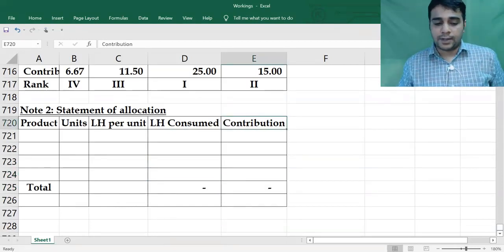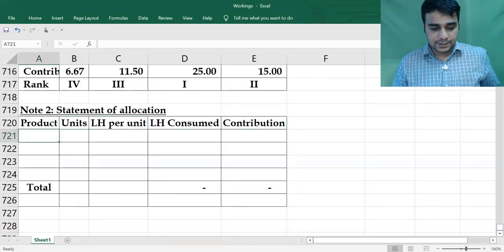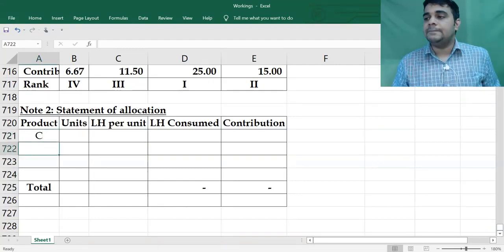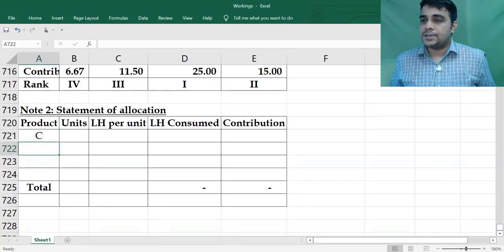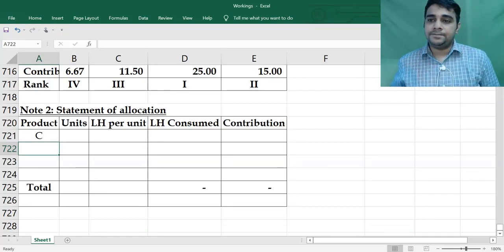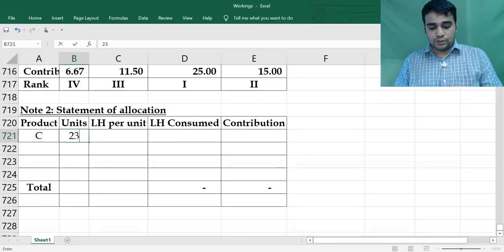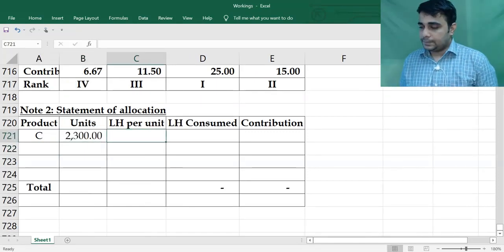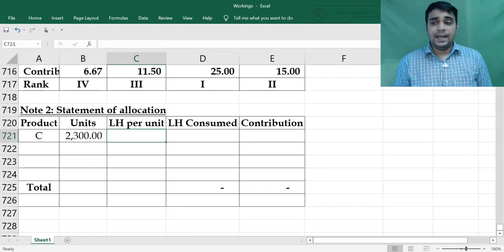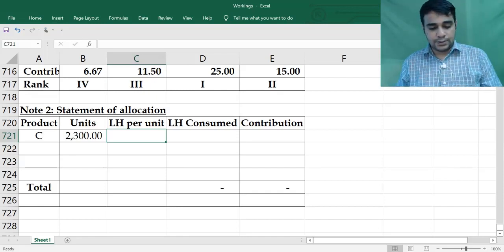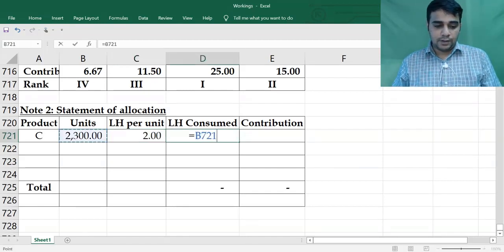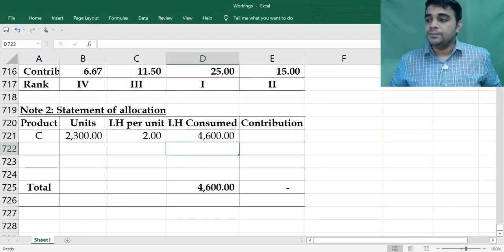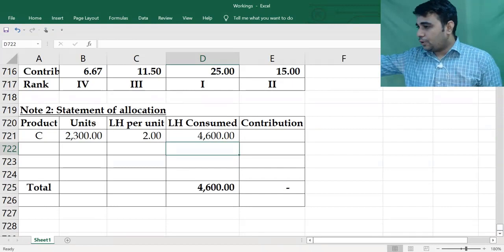Which is the rank 1 product? C. So write product C. What's the demand for product C? 2300 units. Labor hours per unit? 2. 2300 into 2 is 4600. I have put a total there.